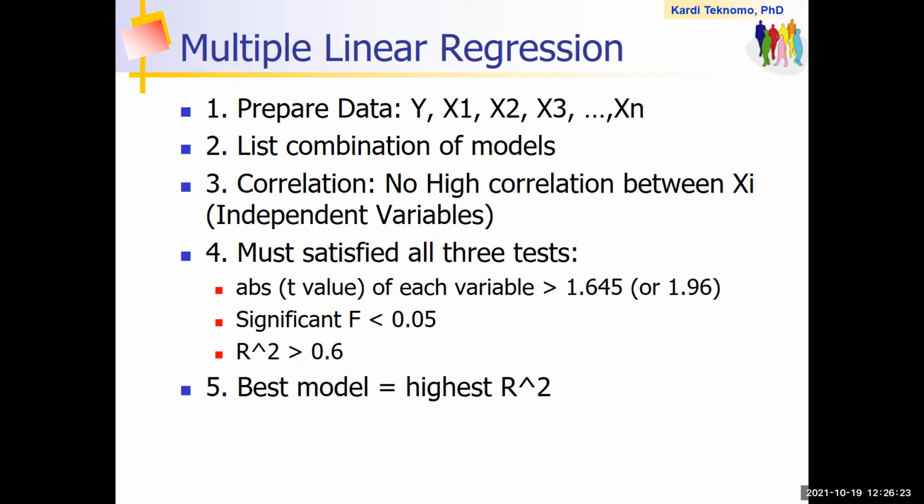And you need to satisfy all these three tests. What are the tests? First is the absolute value of the t value for each variable, which must be larger than 1.645 or 1.96, depending on the significance level. Second, the significance of F, the F value must be less than 0.05. And the r square must be larger than 0.6. This is like the rule of thumb. Of course, the higher is better. The best model will be the one with the highest r square.